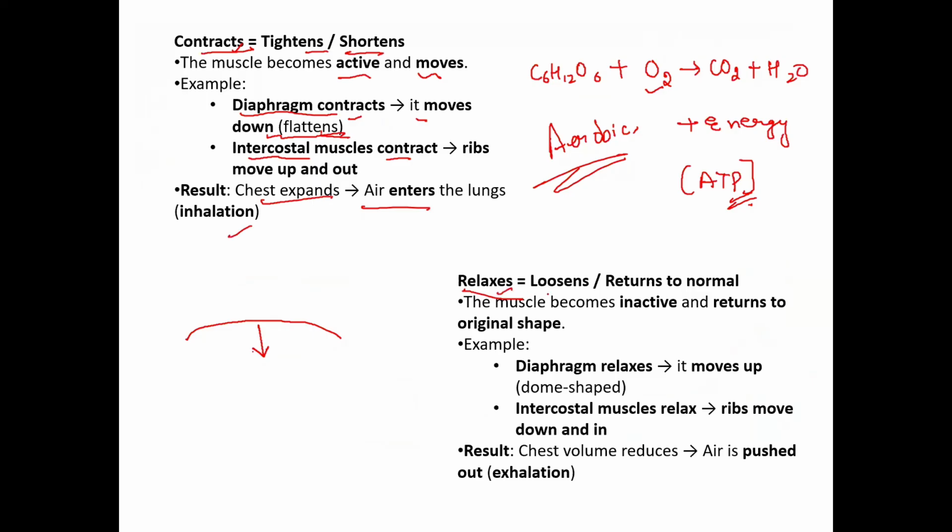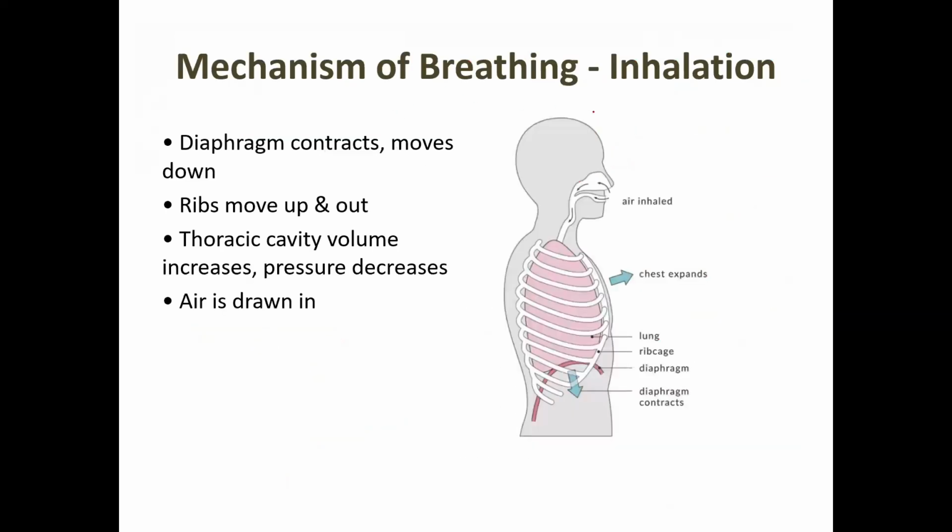In the case of relaxation, it means loosen, return to normal shape and size. In this case, what has happened? Now the muscle becomes inactive and returns to its original shape. During exhalation, the muscle goes upward, right? It comes to its original shape. The diaphragm relaxes, moves up, into a dome shape like this. The intercostal muscles are relaxing. Ribs move down and in. Chest volume reduces, it means decreases. Why decrease? Because we exhale carbon dioxide and air is pushed out. That's termed exhalation. So this is the mechanism of breathing.